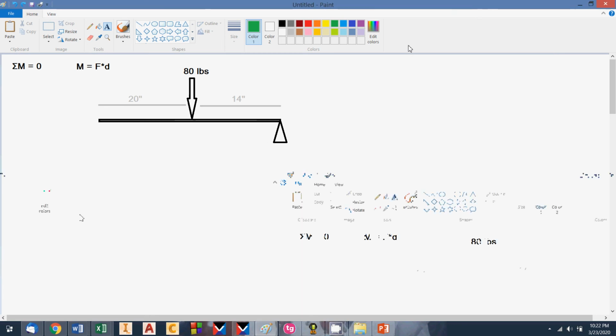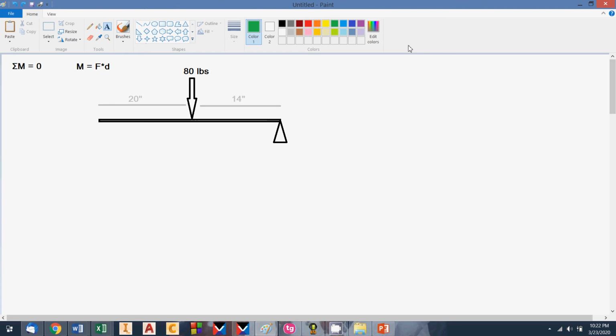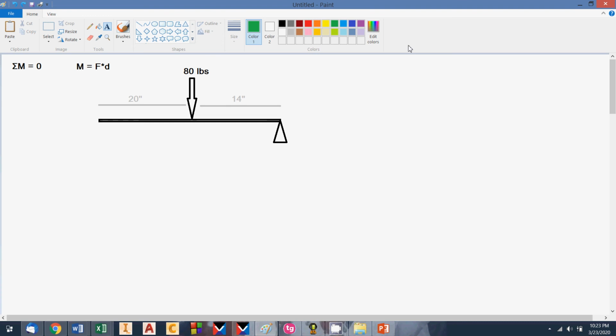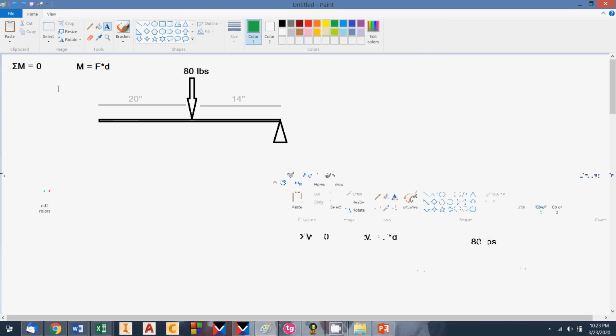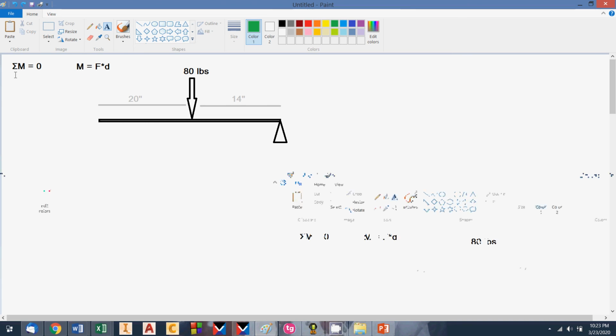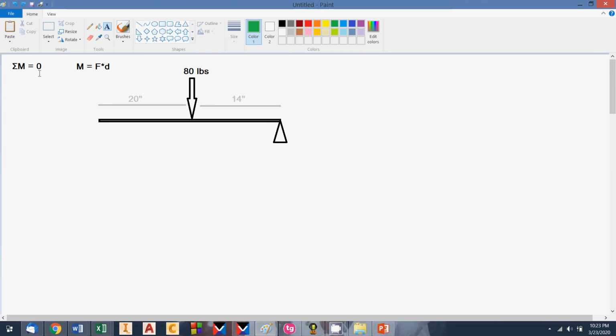Hi everyone, we're going to continue on with what we had started yesterday, looking at moments. Now, if you remember what we had talked about then, we had said that there were two basic equations that we are going to be using regarding moments. The first one is that in a situation that's static, meaning that it's not accelerating or that it's stationary, the sum, remember this is the symbol for sum, of the moments around any point is going to equal 0.